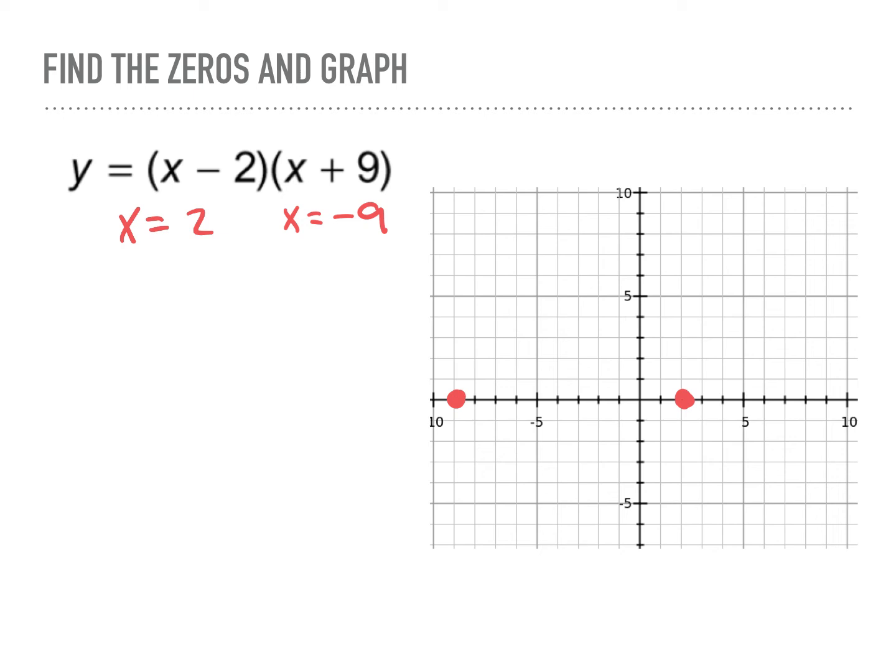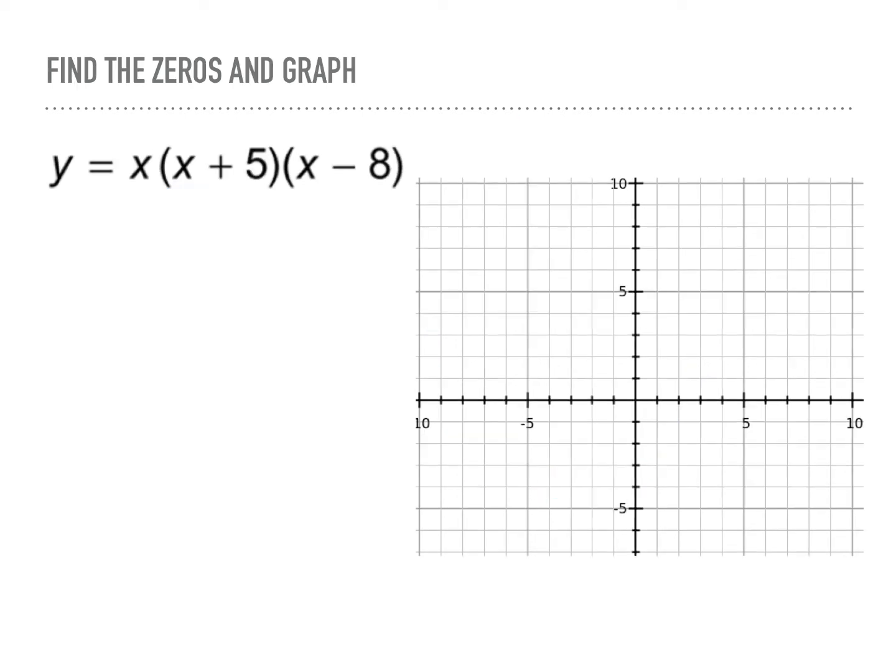How many x's in total do I have here? 2. So this is an x squared. Do any of those x's have a negative in front of them? No. So what's the end behavior of my graph going to do? Up and up. So out of my point farthest to the left, I go up, and out of my point farthest to the right, I go up. And then I just connect the dots.